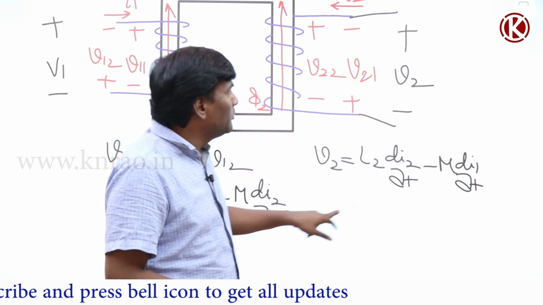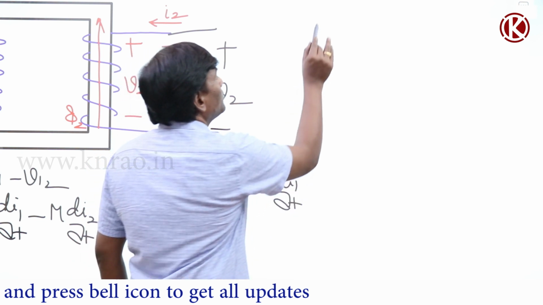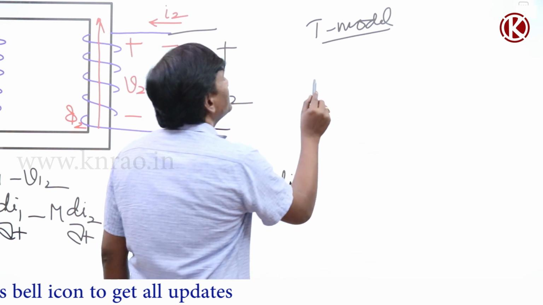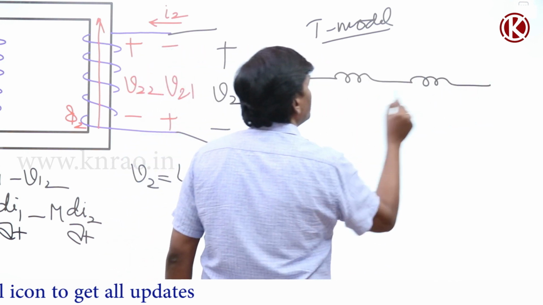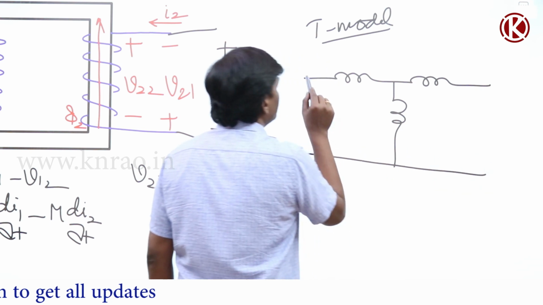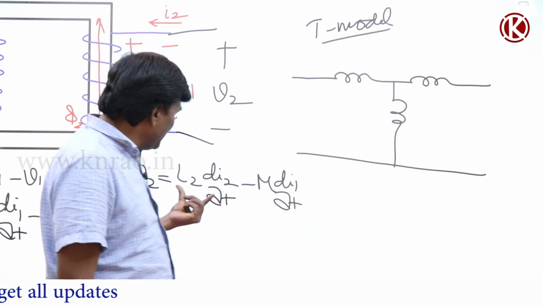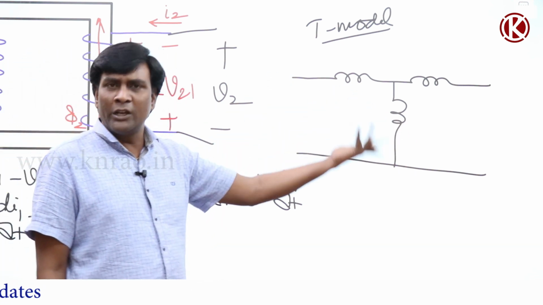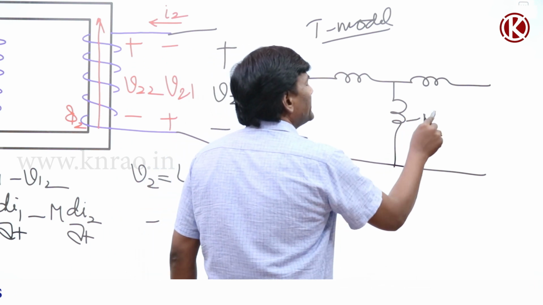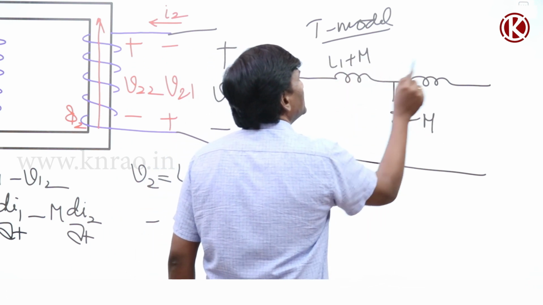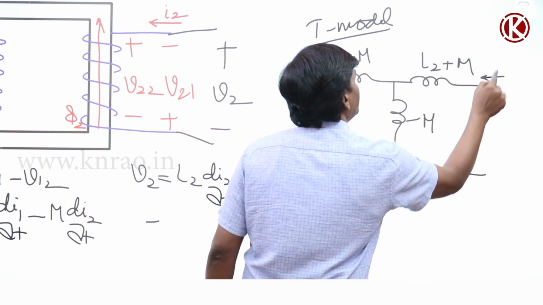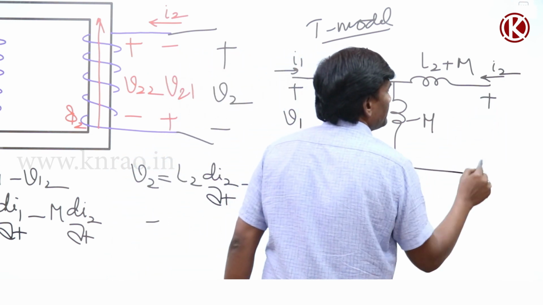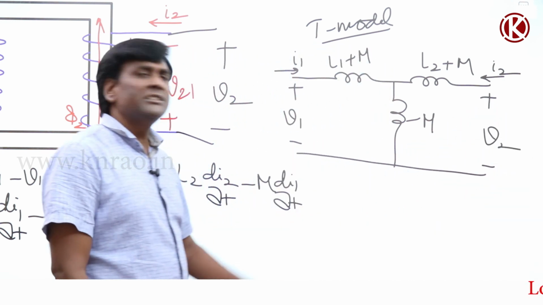If I try to develop the T model for this, of course directly we can take this and add sometimes, remove sometimes, and make it happen. Anyway, we are engineers, we can do reverse engineering also. So this is going to be minus M, this is L1 plus M, this is L2 plus M, this is I2, this is I1, V1, V2. Write the equations, it will satisfy.